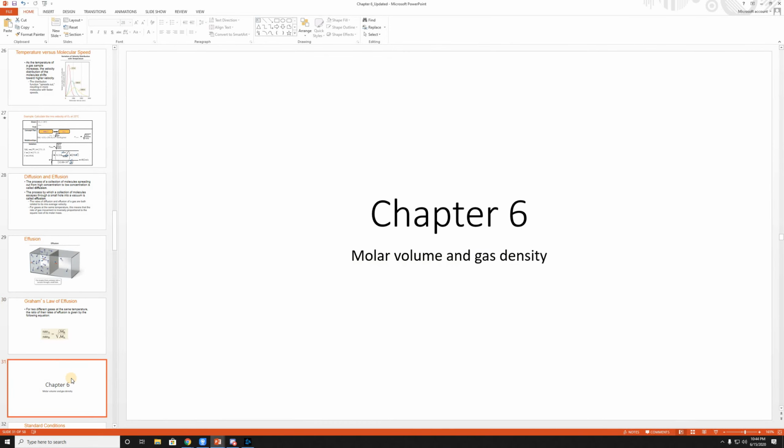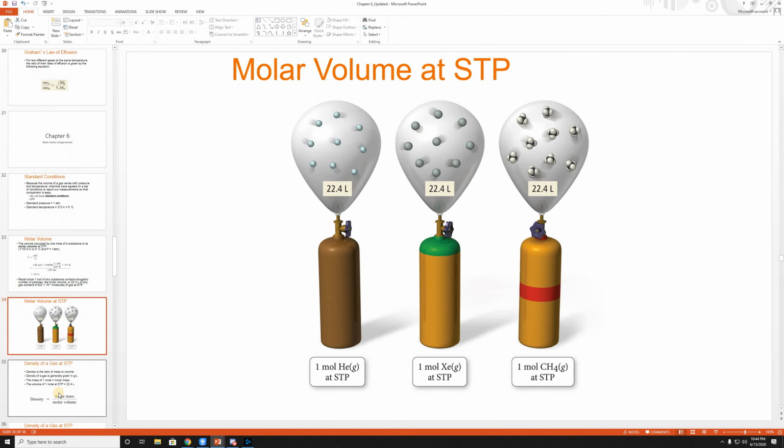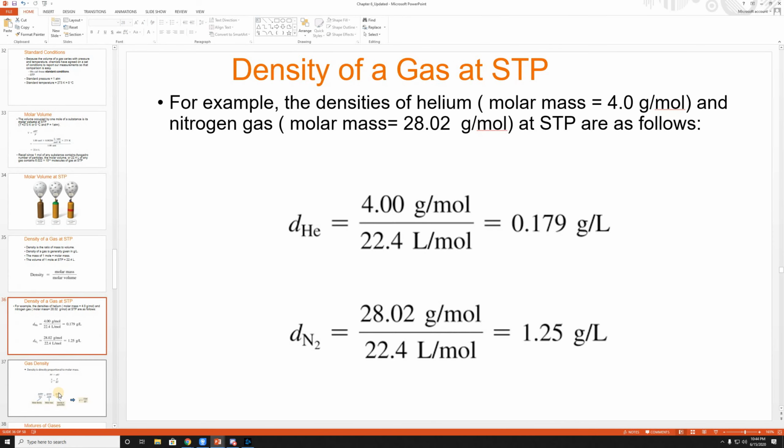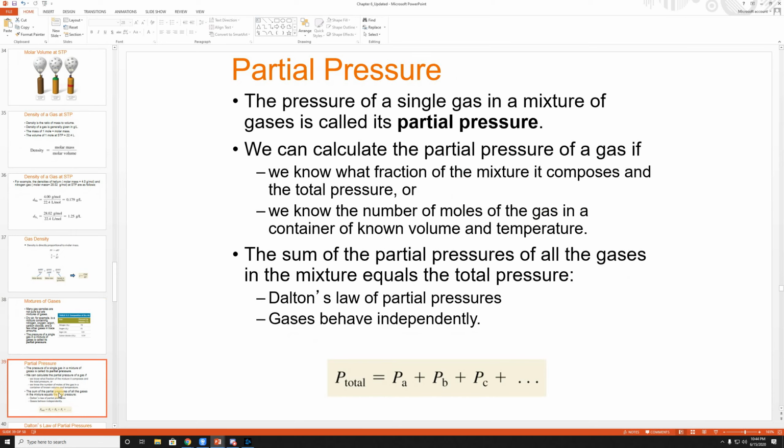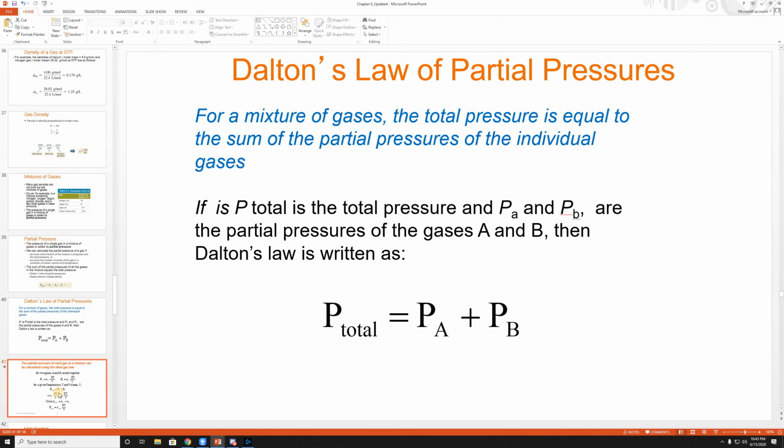So molar volume, standard conditions is STP, know that, and 22.4 liters. It's our key number. Any 1 mole sample of an ideal gas has a volume of 22.4 liters. And you could use that in different equations to figure out the molar density. Don't really worry about molar density. Partial pressures, it's good to know. You just add them up.